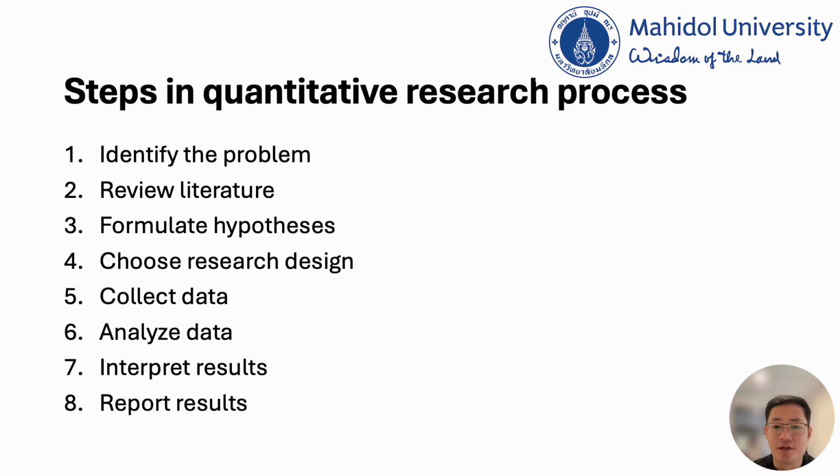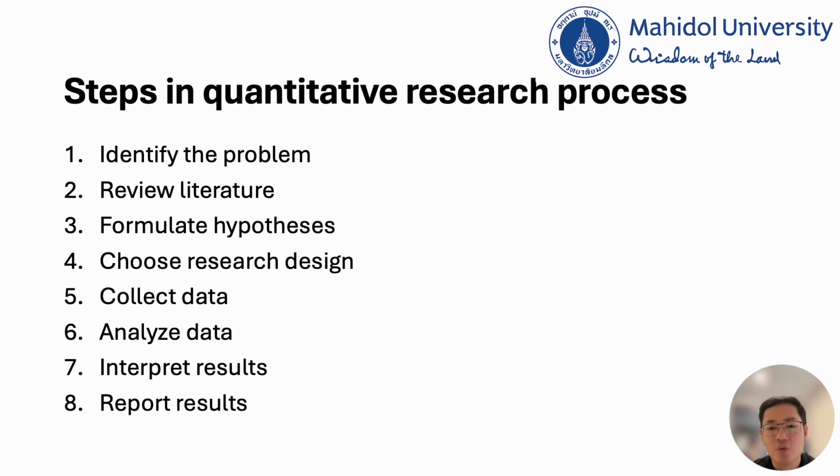Let's now look at the main steps in a quantitative research process. This gives us a clear picture of how a typical study is carried out. We start by identifying a research problem, something important or interesting that needs investigation. Next, we review the existing literature to understand what is already known and to help set our research direction. Then, we formulate hypotheses, specific, testable statements that predict relationships between variables.